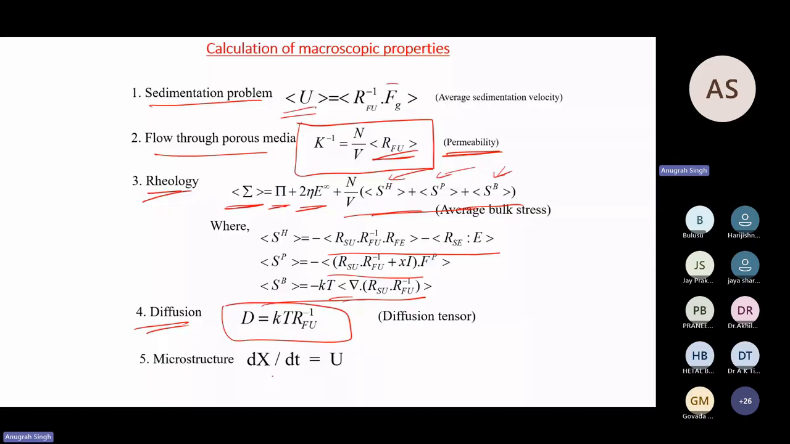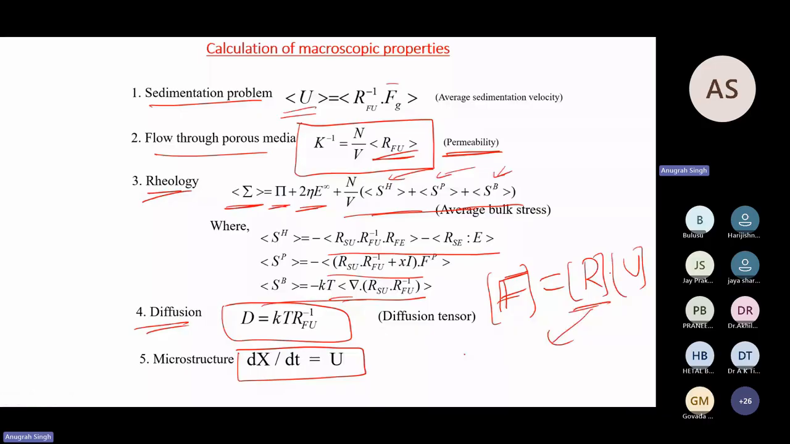In microstructure, I told you how you evolve it. So it is all about finding R. The force F is R times this, not U. It's all about finding R, and R depends on the positions of the particles, and of course the coefficients depend on the Stokes solution.